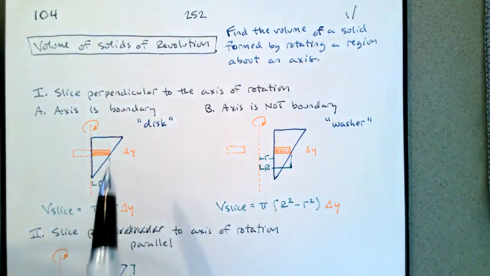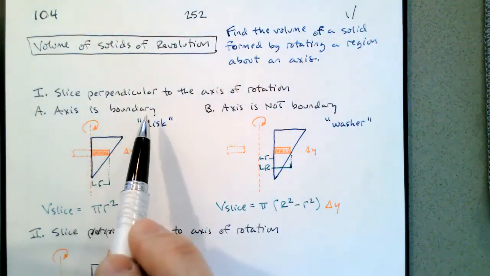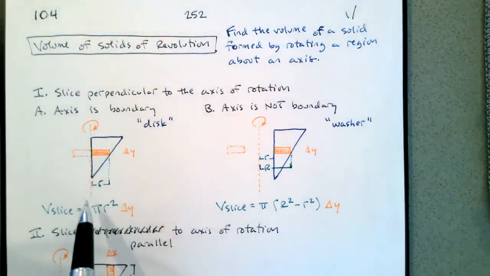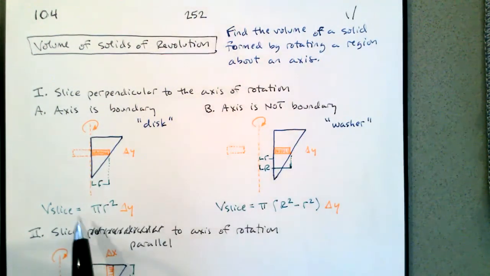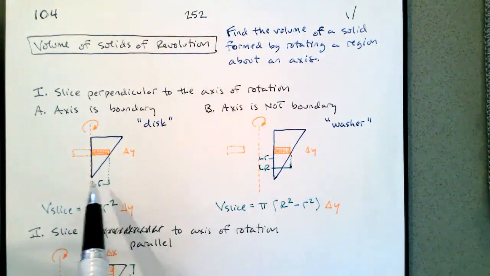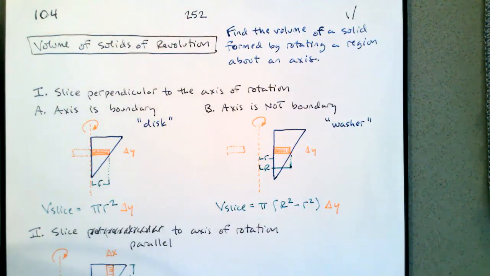Once we make the decision, if we're slicing perpendicular, we have to identify if the axis is a boundary or not a boundary. And that will tell us what our formula for the volume of the slice is going to look like and what we have to sort out with our analytic geometry.